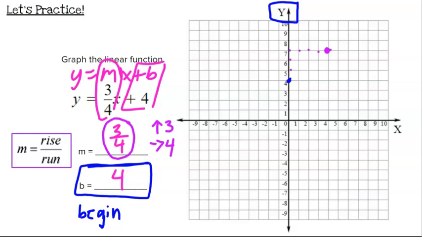We always want to try to get 3 points on there just to make sure we have a nice straight line. So we're going to go up 3, 1, 2, 3, and over 4, 1, 2, 3, 4. And then I'm going to connect those 3 points that are on my graph, and then I have graphed the linear function.